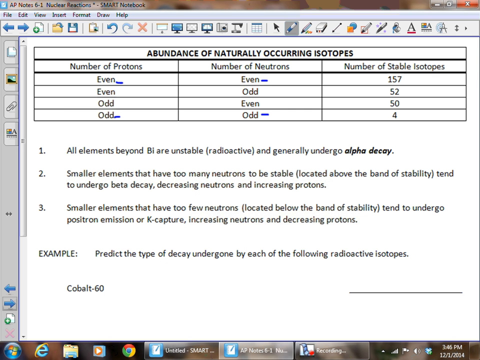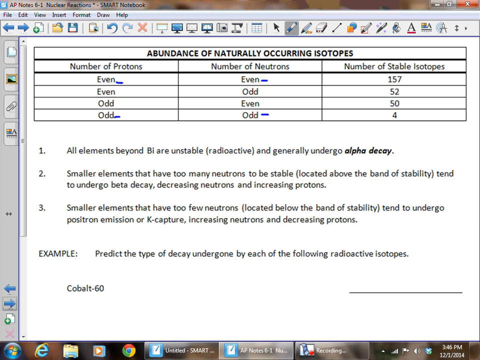There are only 4. Somebody else besides me may know the answer to that. I don't, but I just think that is so incredibly fascinating that just because there's an odd number of protons and neutrons, we have such a low stability of isotopes that have that configuration. So it's pretty interesting. Now, some things to remember.